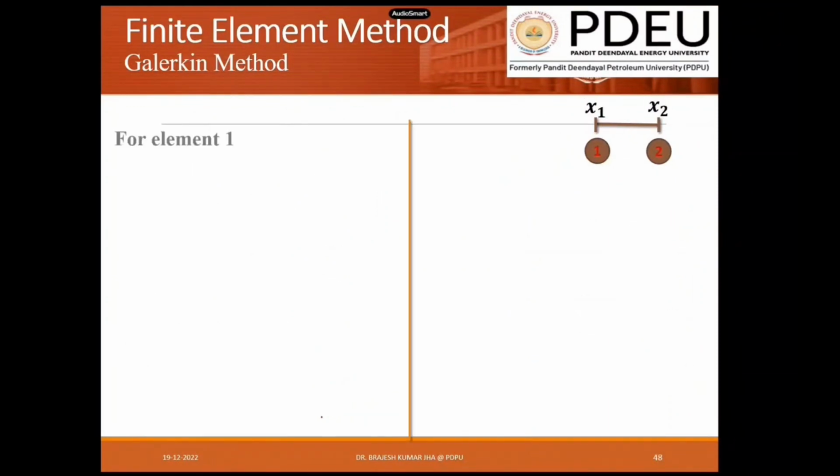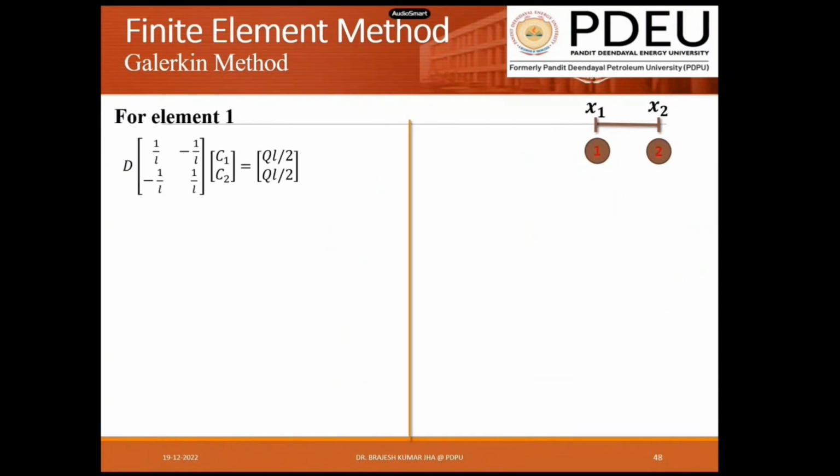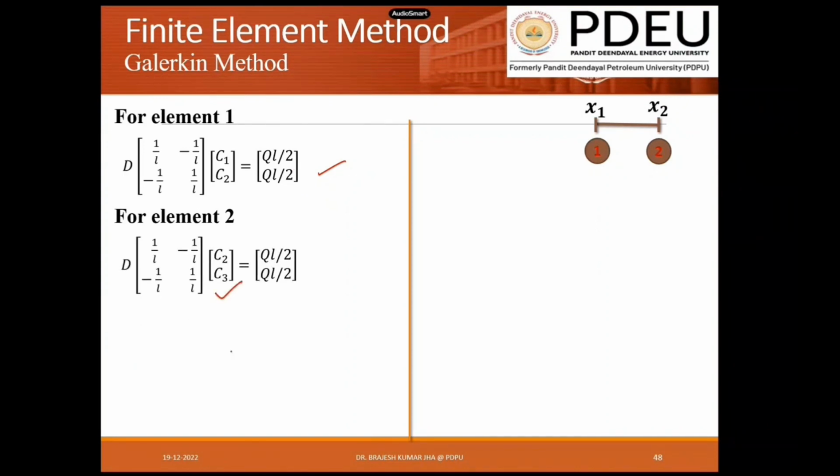Now D has some value, Q has also some value. So what we get here for element 1 is written as 1 upon L, minus 1 upon L, minus 1 upon L and 1 upon L, which you can see here for the first element. If you go for the second element, everything is the same, only the information of the element is changed. From C1, C2, for the second element it is C2, C3 that can be written here. And the same process is applicable for all 4 elements.